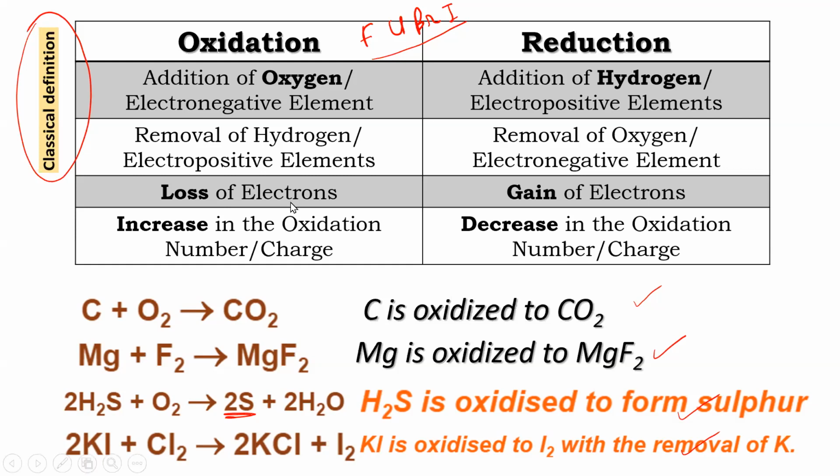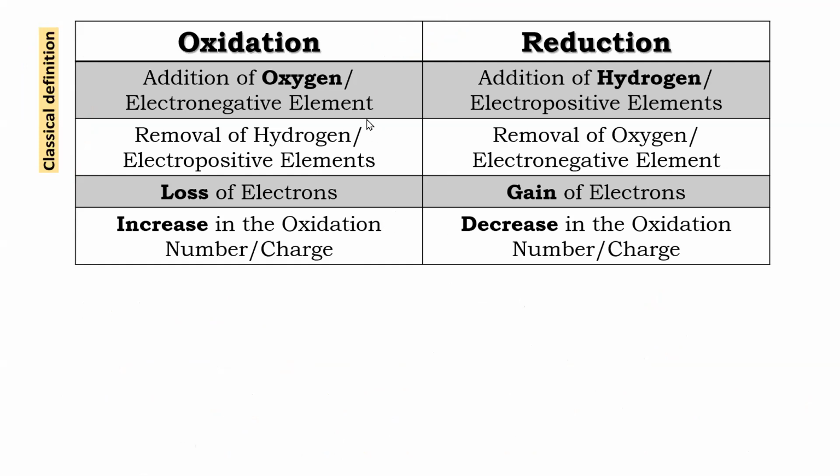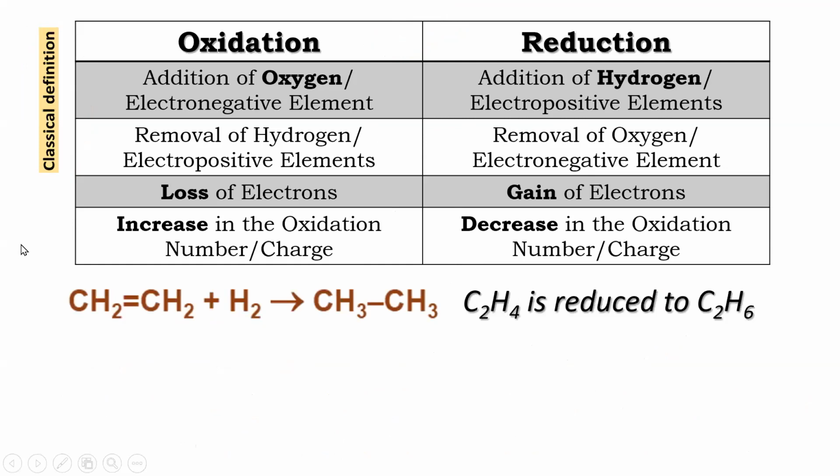Now let's see the flip side of it. Let's talk about reduction now. Reduction is basically removal of oxygen and addition of hydrogen, and obviously the other points are also applicable. You can remove oxygen or any electronegative element, or you can add hydrogen or any electropositive element. Let's see some examples here. Two carbons means this is ethene. I am adding hydrogen to ethene. So addition of hydrogen is the case of reduction, right?